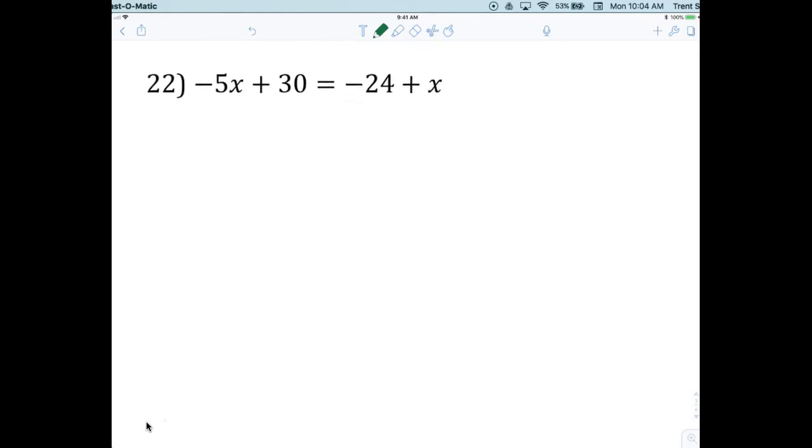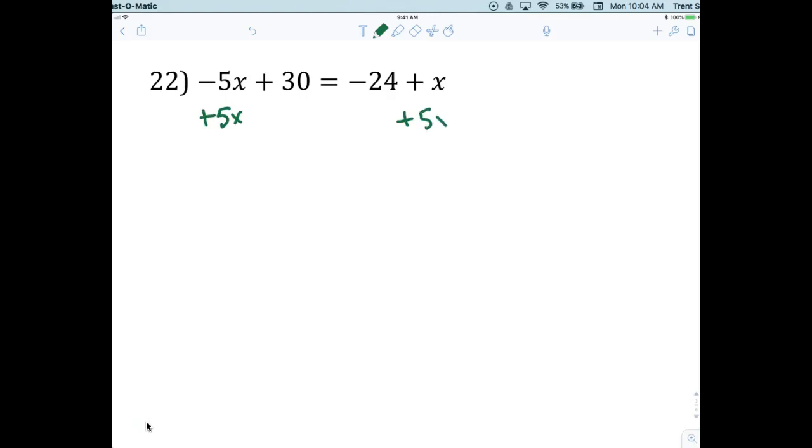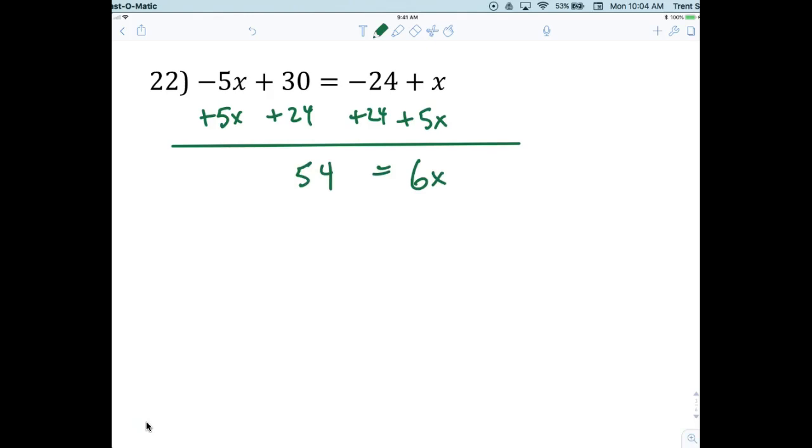Here we go with 22. Now for me, I'm going to try to keep the variable positive, so I added 5x and I added 24. Six x equals 54. So x is 9. Now remember, speak up if you're not sure about something. And I'm encouraging you to look and see how many silly mistakes you made.